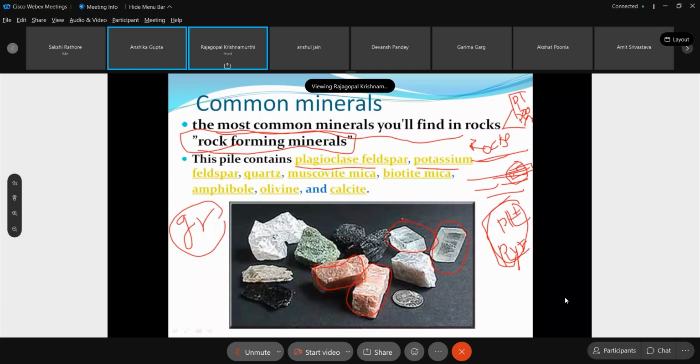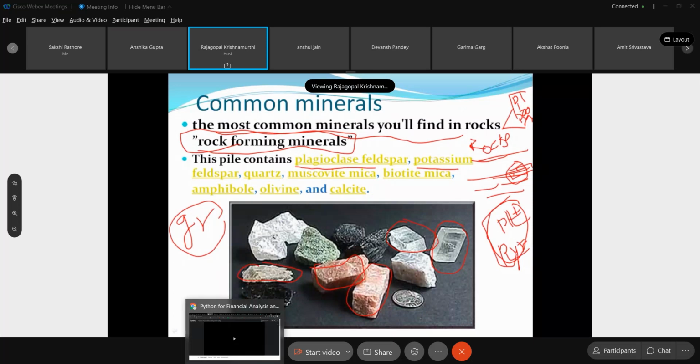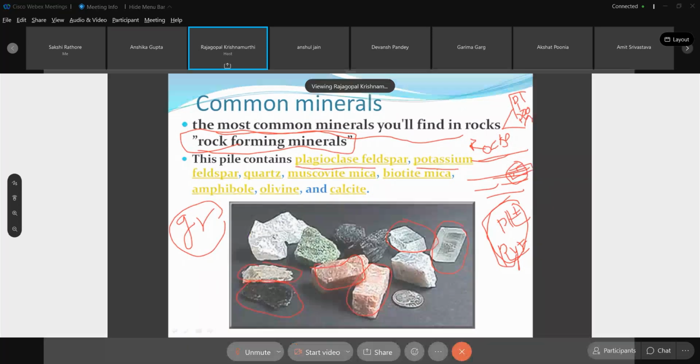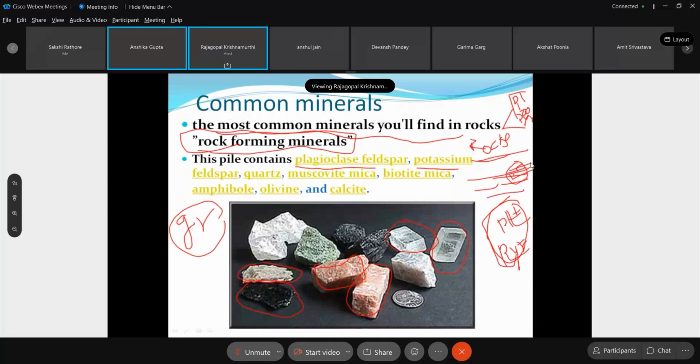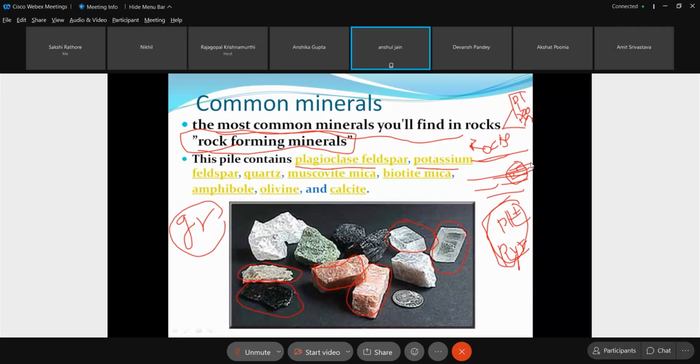Do you know what this is? Have any of you seen it? You were here for more than six months on campus. Mica, muscovite and biotite, and feldspar. Very good. The pink one is feldspar, the black one is biotite, the white one is muscovite.